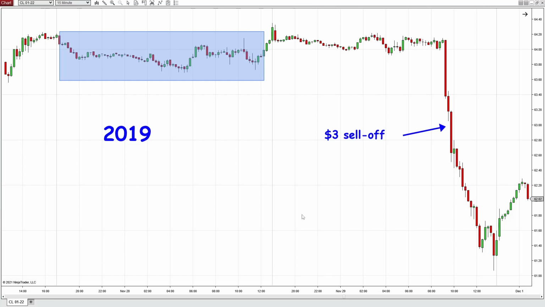For 2019, on Thanksgiving Day, there's not much movement. However, on the Black Friday, there's a big sell-off. So that's a $3 range. That's already good enough for you to take profit. Even though on 2021's Black Friday, it's $10. That's very abnormal. So you can see there's a first leg here.